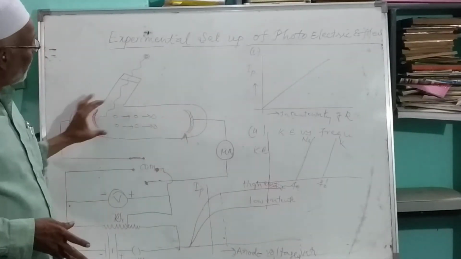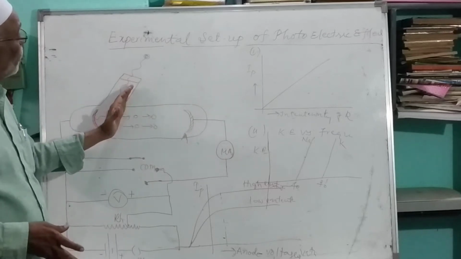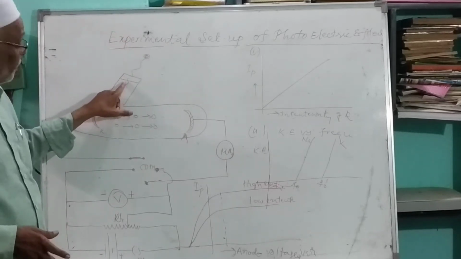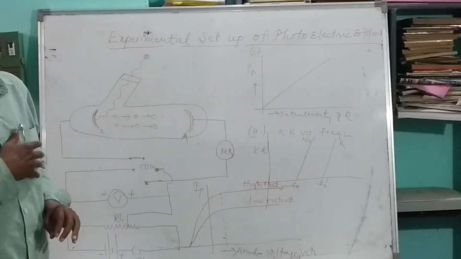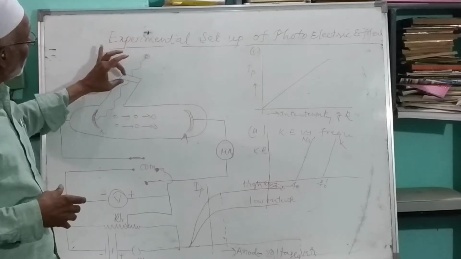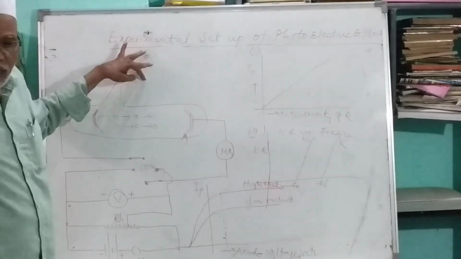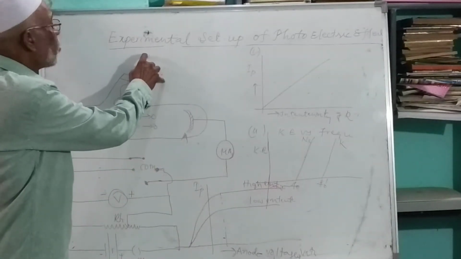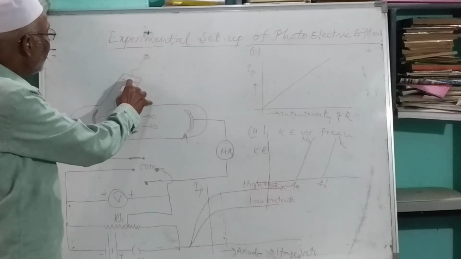Now, this glass envelope has a side tube, which is enclosed with the quartz window. Here, this is a quartz window, and the tube is closed by it. You see that this is a source of light radiation. This is the light radiation moving after passing through the quartz window.